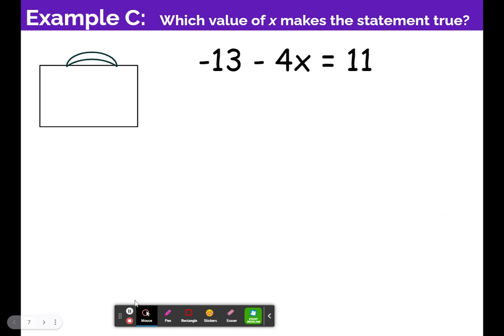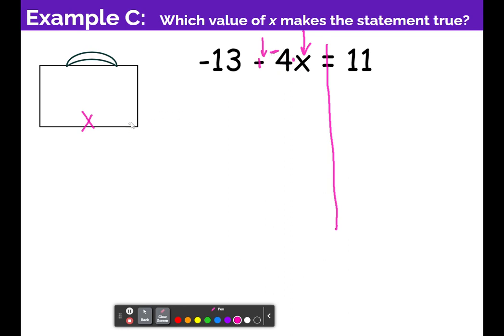So I've got -13. First step, draw a line so I could see my 2 steps. Find my favorite piece of clothing. There's my X. He gets packed first. Then order of operations, he gets multiplied by a 4, and there's a minus sign in front of this 4. So really it's like adding a -4 times X.